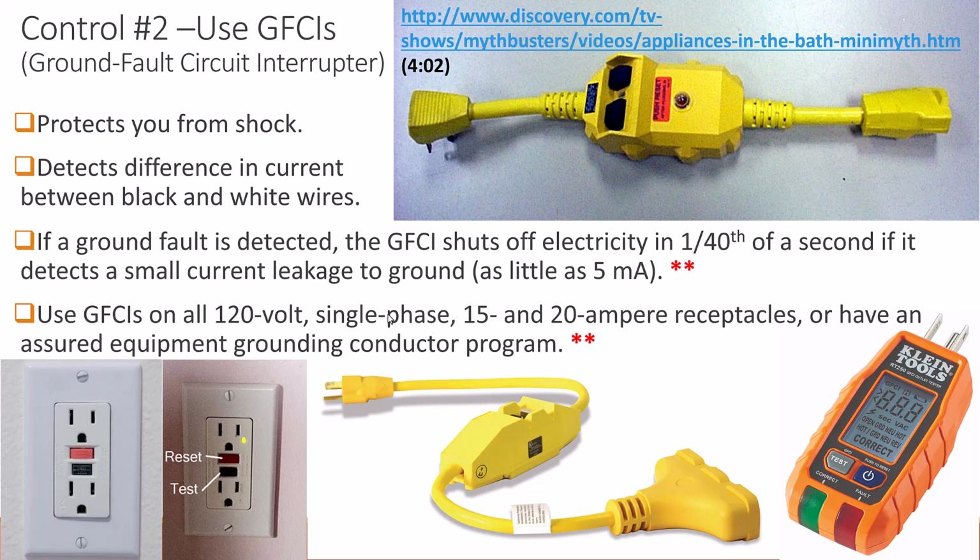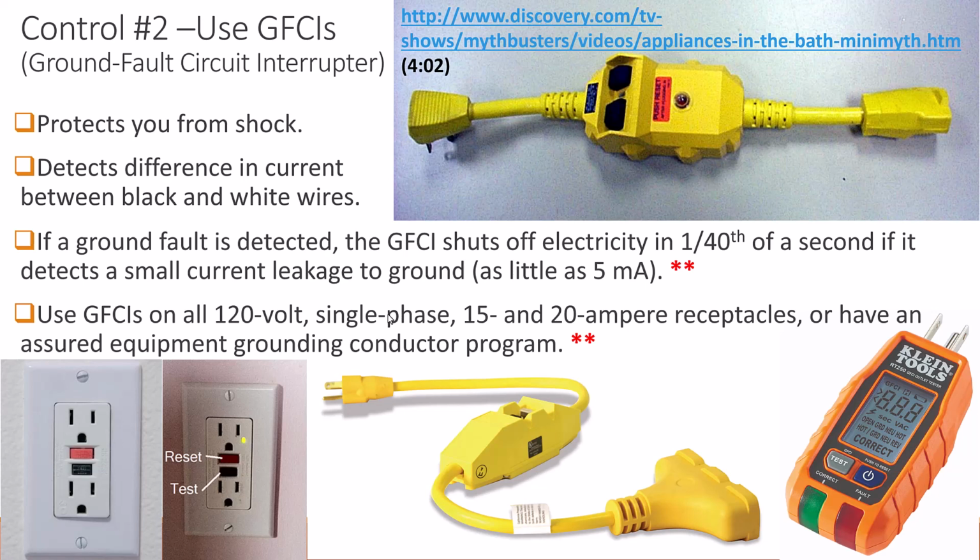I don't think I'll make a really tricky question out of that, but you still want to make sure you know these so you recognize it well. The next one I haven't quite mentioned, but this is how they define. It's kind of their description or definition almost of a GFCI. GFCIs, where they're used, I guess you'd say, is on all 120 volt single phase 15 and 20 amp receptacles, or you could have an assured equipment grounding program. Okay, well, that's something I haven't really talked about yet.